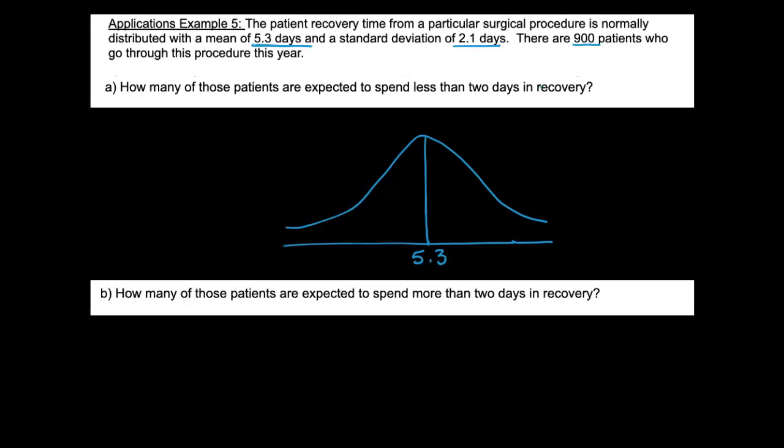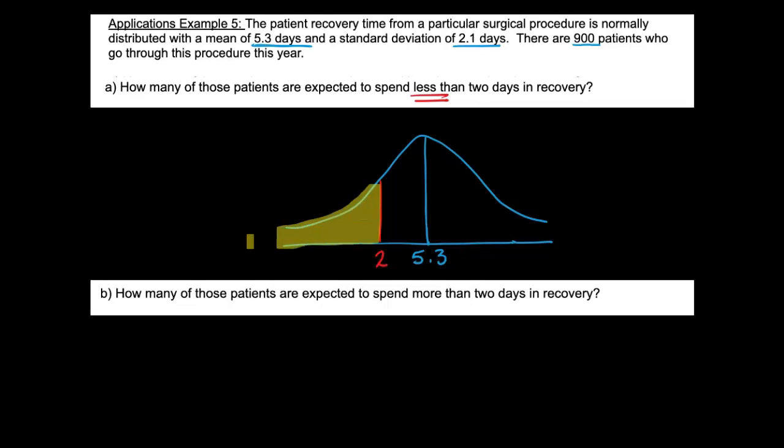So I'm going to start by drawing the normal curve. Put a line in the middle. Because they give me the mean, I'm going to put that in the center. And then our question, how many of these patients are expected to spend less than 2 days in recovery? So I'm going to put a line where 2 would be. And since 5.3 is in the middle, I'm going to put the 2 to the left of that, since 2 is less than 5.3. And so if we want to know how many of those patients are expected to spend less than 2 days, then really what would be helpful is to find the area to the left, because this represents less than. And that would give us an area or a percentage.